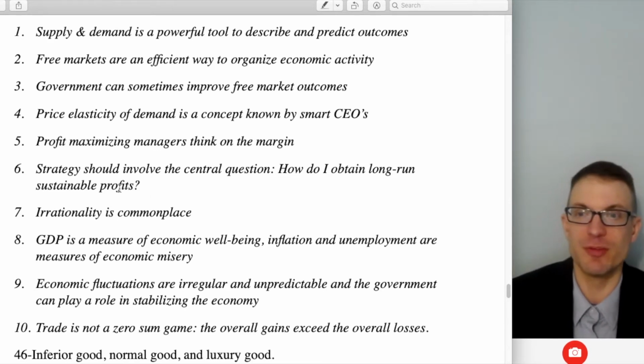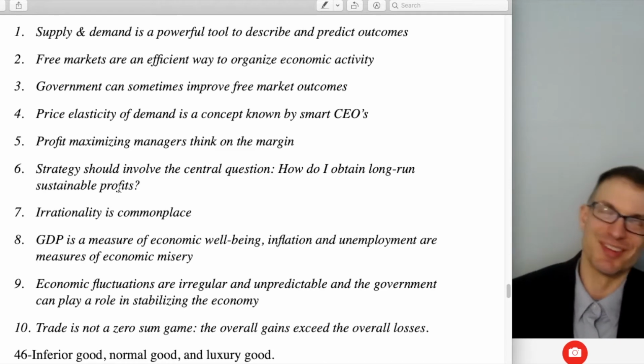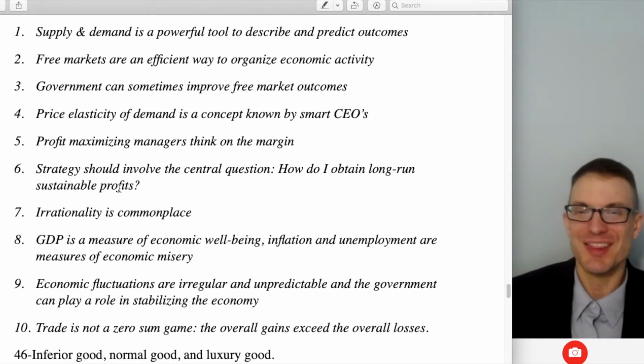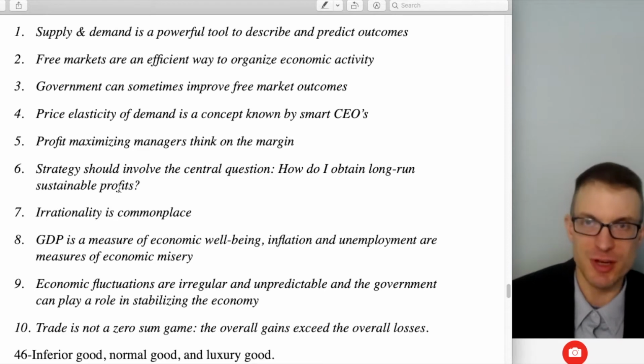All right, profit maximizing managers think on the margin. This is the idea of comparing the additional benefit versus the additional cost of doing one more unit of the activity. And that's just our marginal benefit versus marginal cost, or MR equals MC condition for profit maximization. Strategy should involve the central question, how do I obtain long-run sustainable profits? This is going back to Warren Buffett's idea of moats, which I'll talk about later in the video. The idea is you want barriers to entry if you want to protect economic profits. And the idea is anytime there's positive economic profits, rivals are going to be interested in coming into the market to capture some of those economic profits.